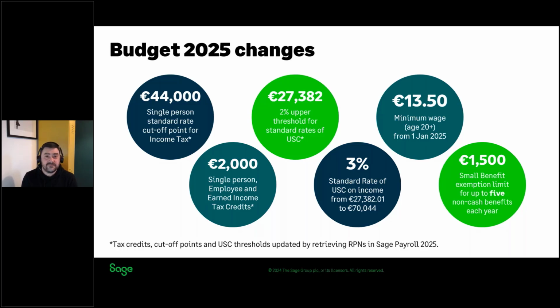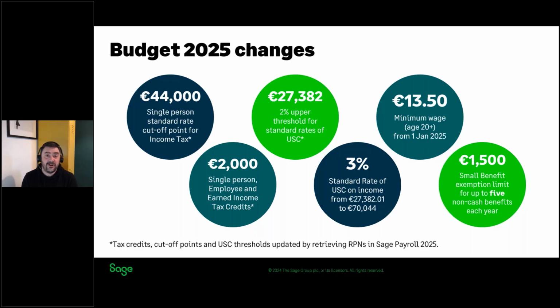Minimum wage rates effective 1st of January are €13.50 for employees aged 20 or above. So look out for warnings on the timesheets if you have hourly paid staff. If you pay them salaried, make sure you've reviewed their pay and you are paying them at least their minimum wage.